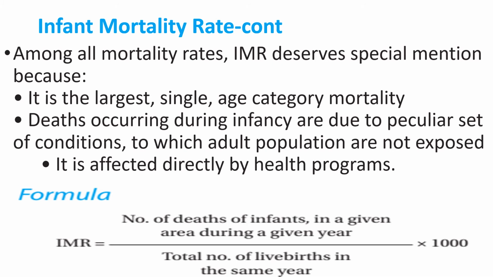Infant mortality rate continued. Among all mortality rates, infant mortality rate deserves special mention because it is the largest single age category mortality. Deaths occurring during infancy are due to a peculiar set of conditions to which the adult population is not exposed. It is affected directly by health programs. Formula for infant mortality rate: number of deaths of infants in a given area during a given year divided by total number of live births in the same year multiplied by 1000.